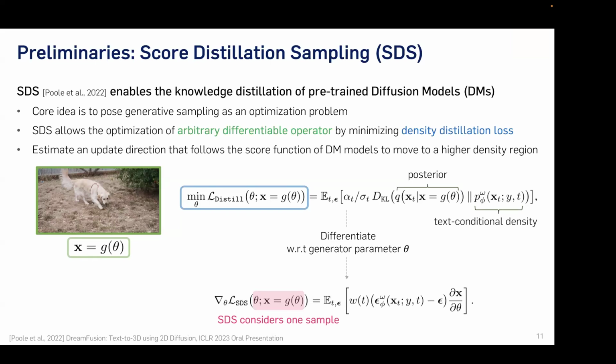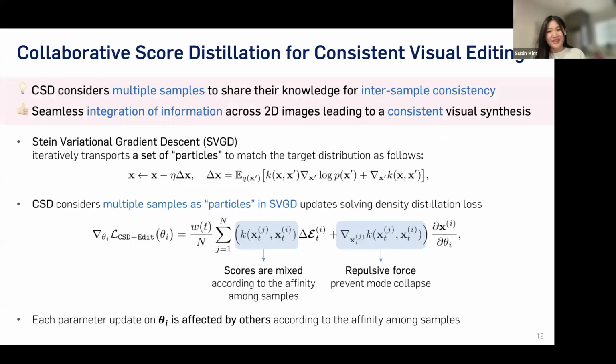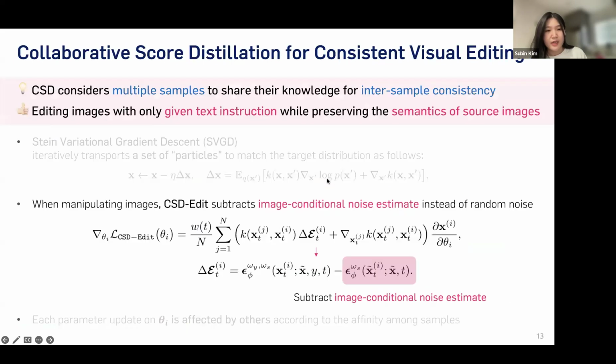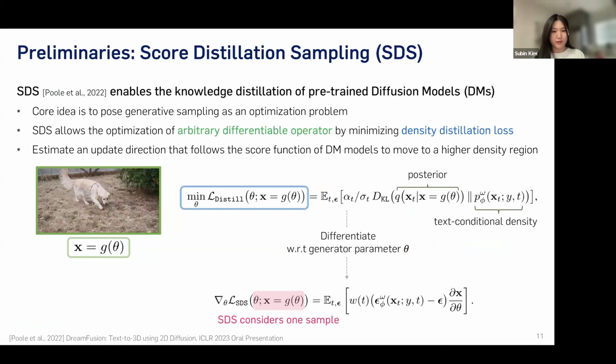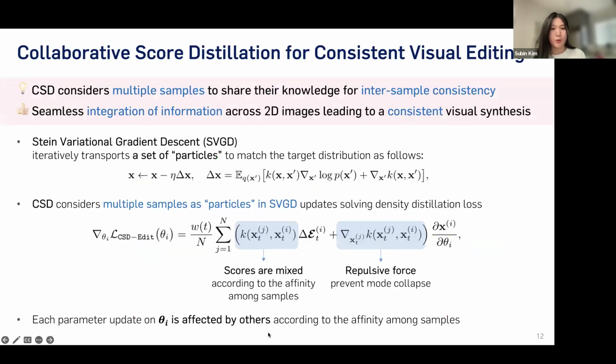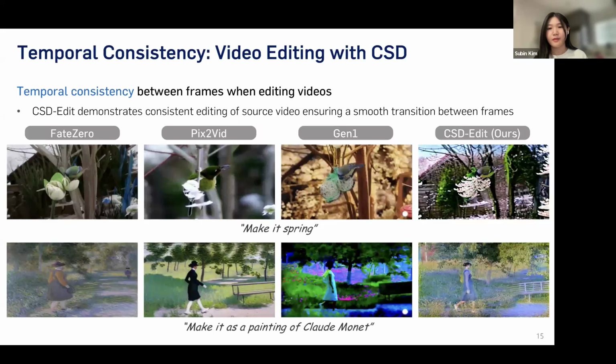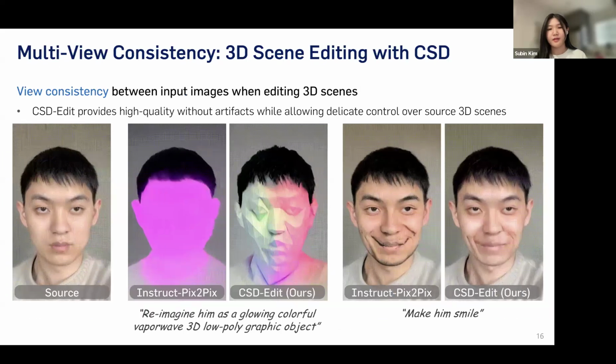So this is the theoretical detail, but I'm not going into very much detail. The important thing is we consider multiple samples and generalize the optimization problem. So we let multiple samples communicate with each other during optimization.